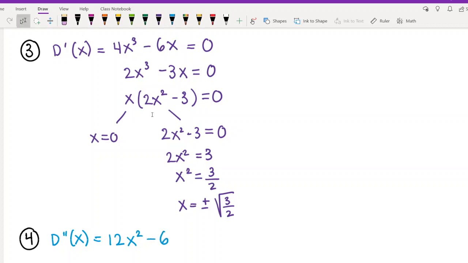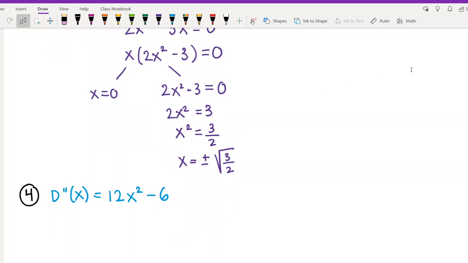So now we can double check what we get when we plug in our two numbers. If we plug in 0, we get 12 times 0 minus 6. And so that tells us that this is actually a local max. So that means that this answer is no good. This is not actually the answer we're looking for. We want to make sure that the answers we're finding are local mins.